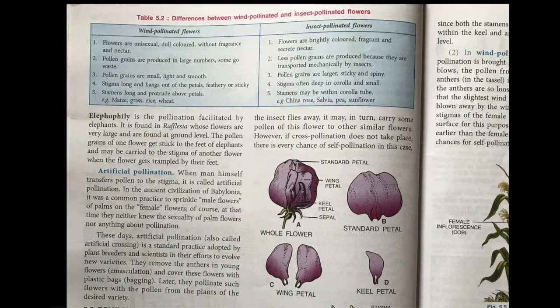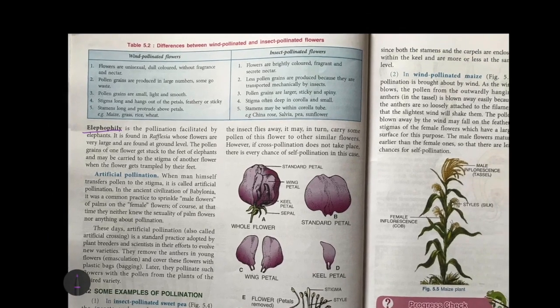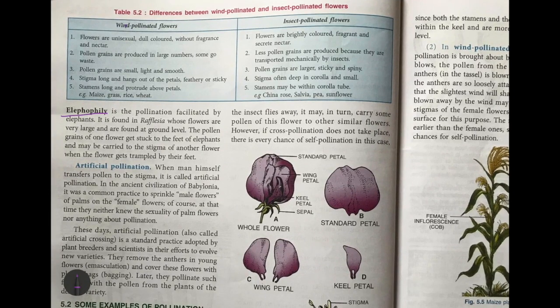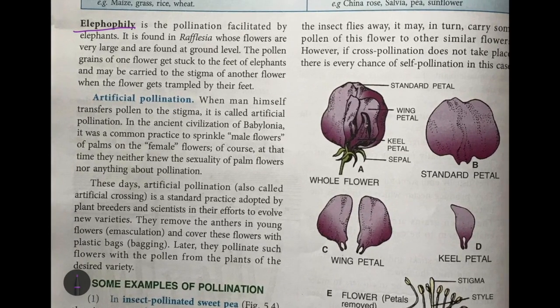So before we move on to Entomophilous, let me tell you, children, on page number 42 of your textbooks, there is table 5.2. You can see here the difference between wind-pollinated and insect-pollinated flowers. Very important. Put a star mark here and learn it. We've already discussed the characteristics, so all you have to do is learn the difference.